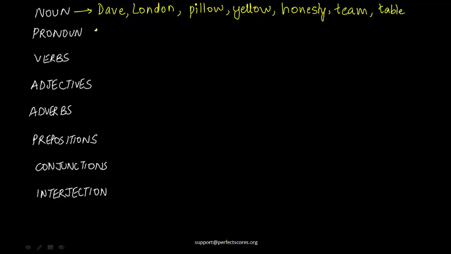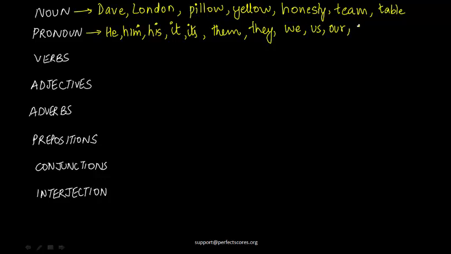Coming to the next one, which is pronoun. Pronouns are used in place of nouns. For example, if you want to talk about Dave, we won't start using his name in every sentence. Probably we are going to use pronouns like he, or him, or his. Then if you want to talk about London, we will most probably use the pronoun it or its. Same goes for pillow, yellow, honesty, team, table. So other pronouns would be, for example, them, they, we, us, our, I, me. All of these are pronouns. They're used to replace nouns.